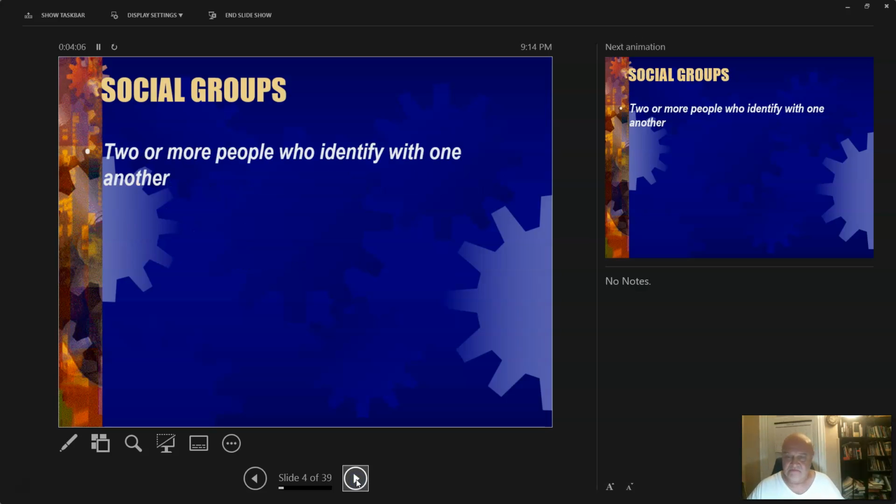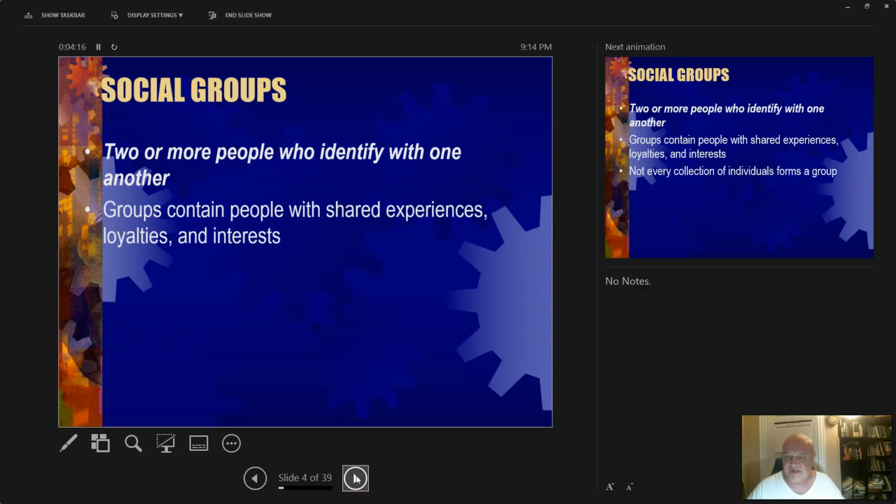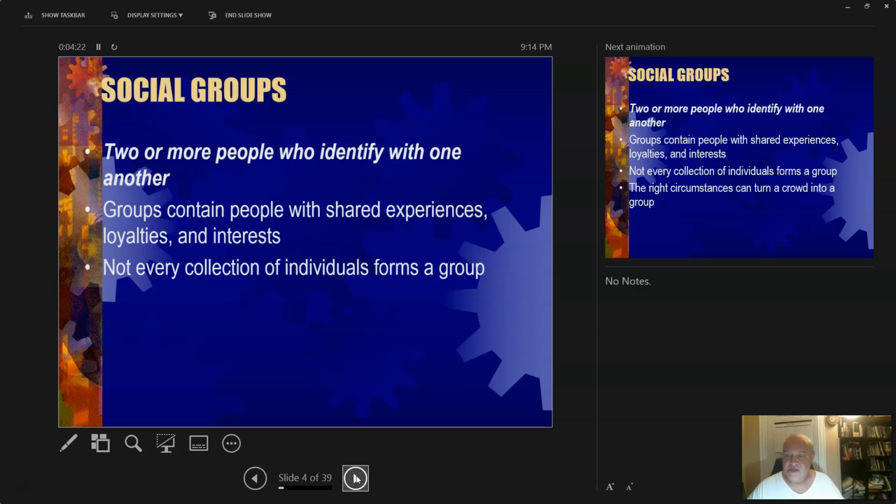So, what is a social group? Well, at its root, it's two or more people who identify with one another. Groups contain people with shared experiences, loyalties, and interests. Not every collection of individuals forms a group. If you're in an elevator with people, you do everything possible, as we saw when we talked about civil inattention and norms in chapter 3. There are times when we don't pay attention to people we're around, okay?